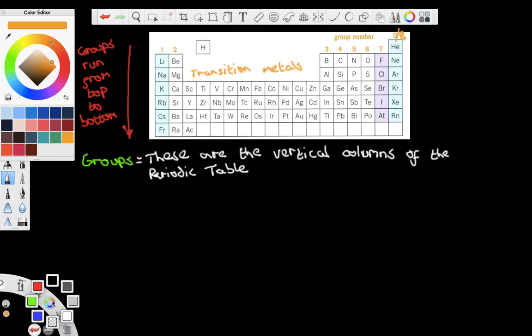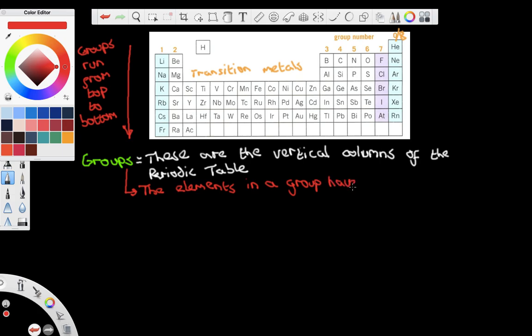So we can add underneath our definition for groups, and I'm going to put it in red, it's important. We can say that the elements in a group have similar properties. Okay? So the elements in a group have similar properties.